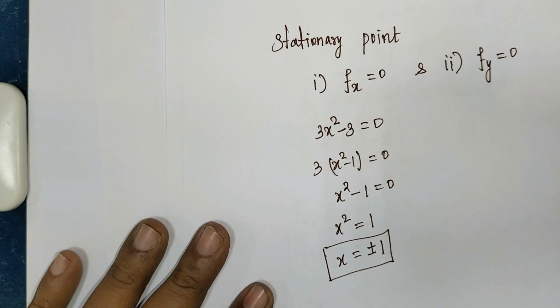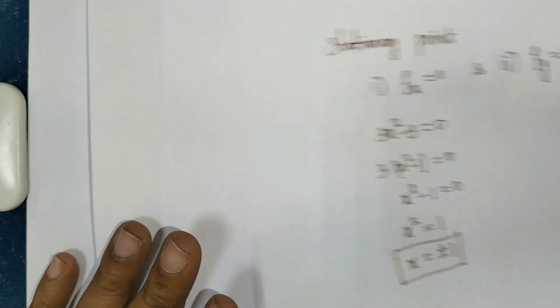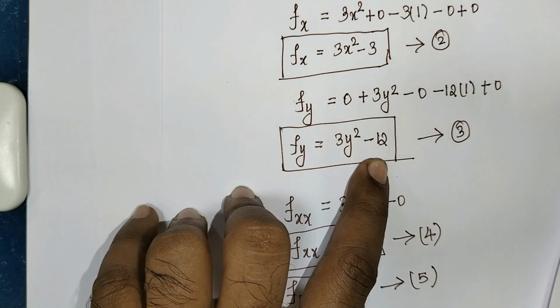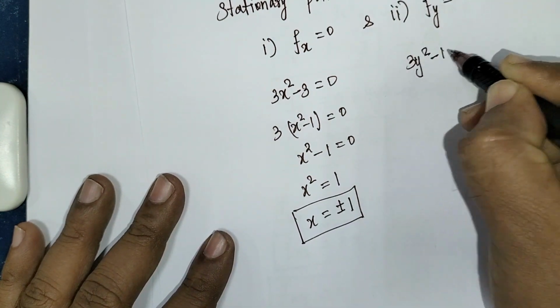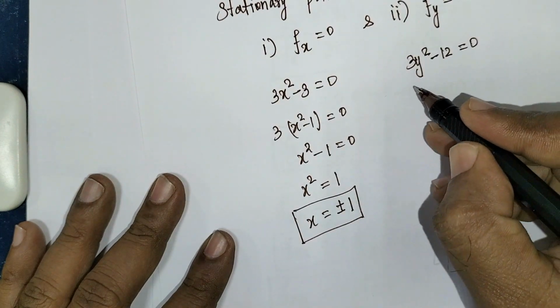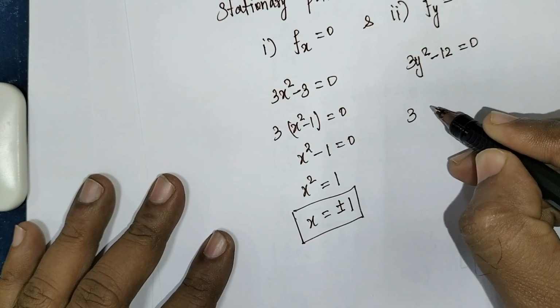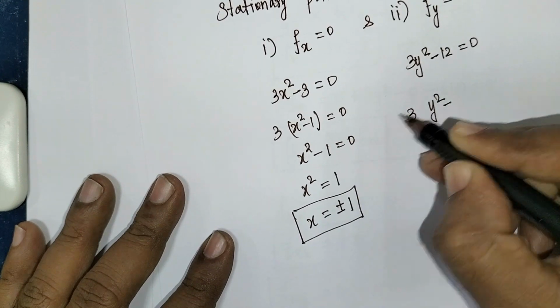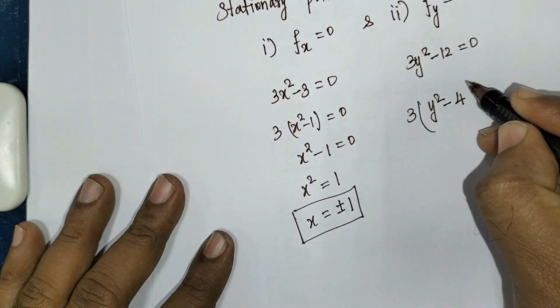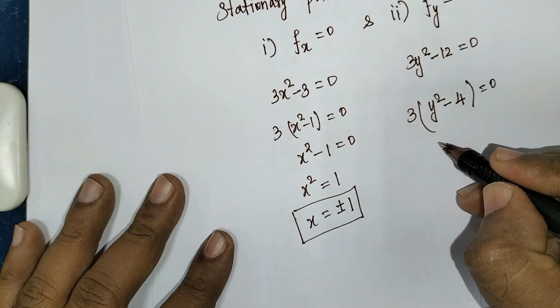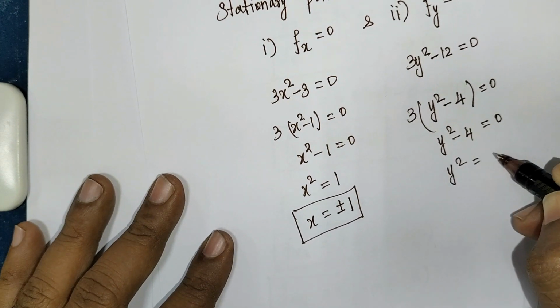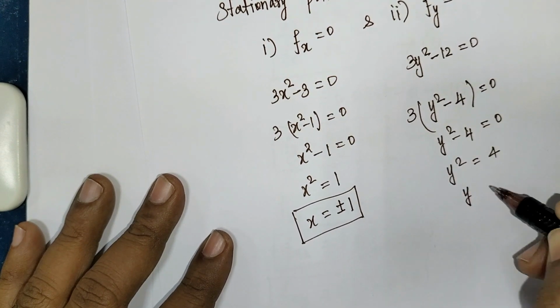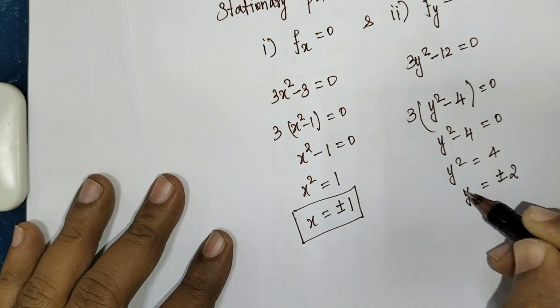If you want to find the stationary point, you should know what the y value is. So here fy equal to 0 I am going to apply. Fy equal to 0 means 3y square minus 12 equating to 0. From this equation I take 3 outside, and I get y square minus 4 equal to 0, with 3 shifting to the right hand side as 0. Y square equal to plus 4, so y equal to plus or minus 2.